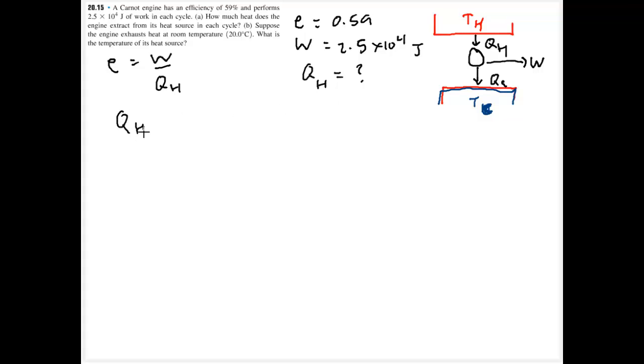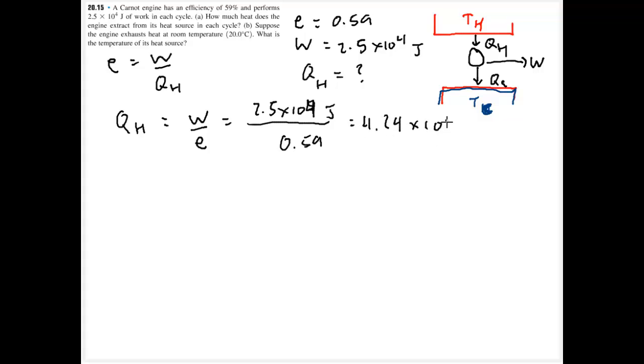So quite simply, I can write the heat that it pulls from the hot reservoir to be equal to the work divided by the efficiency, which is going to be 2.5 times 10 to the 4th joules divided by 0.59, and I'm going to come up with 4.24 times 10 to the 4th joules after packing that into my calculator there.